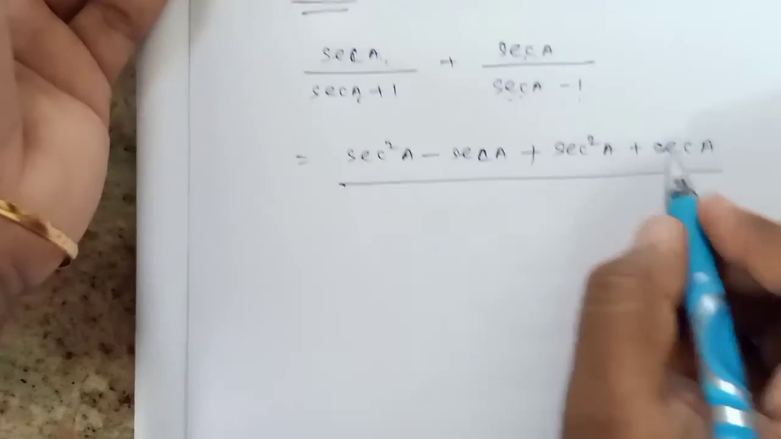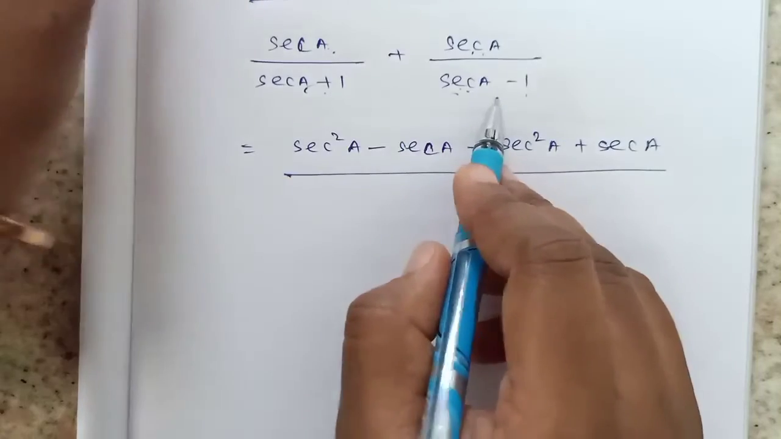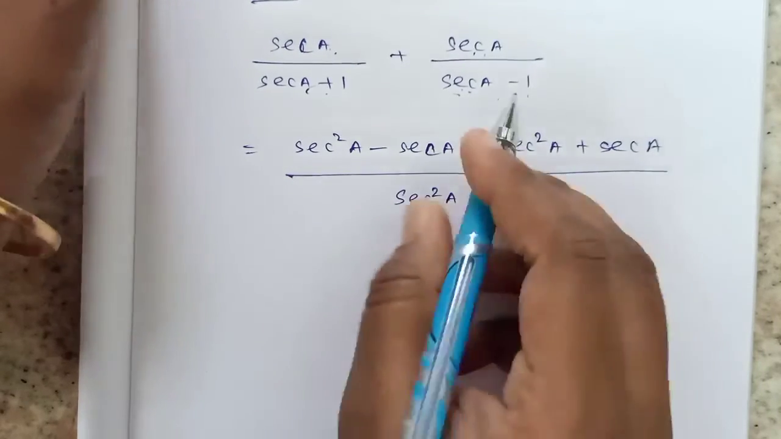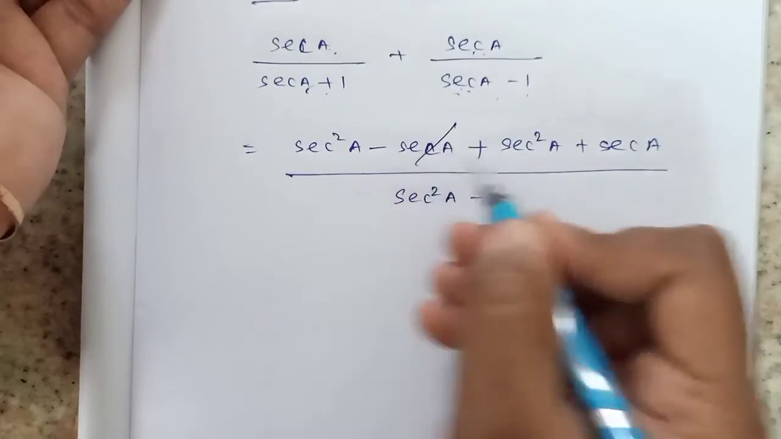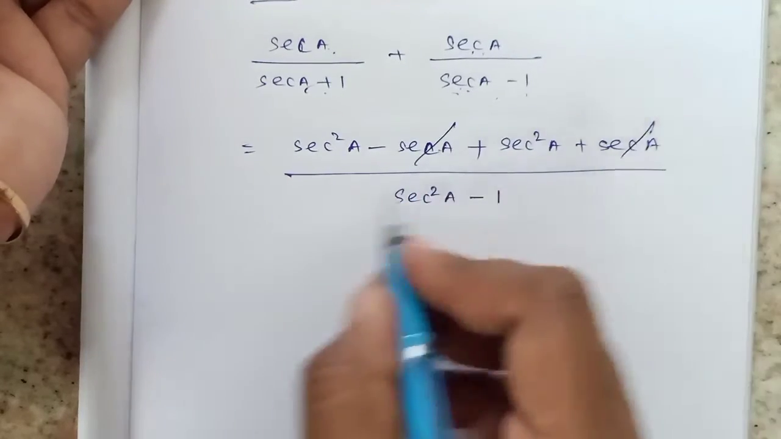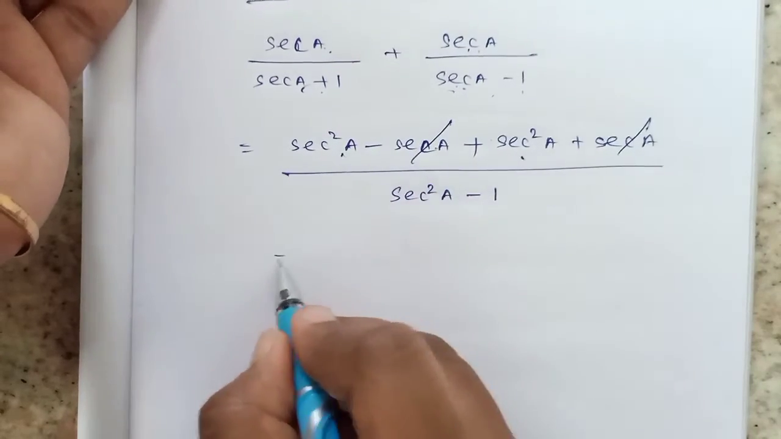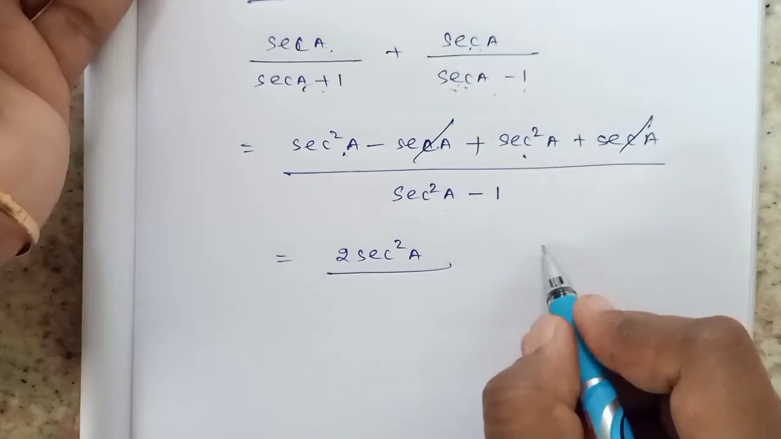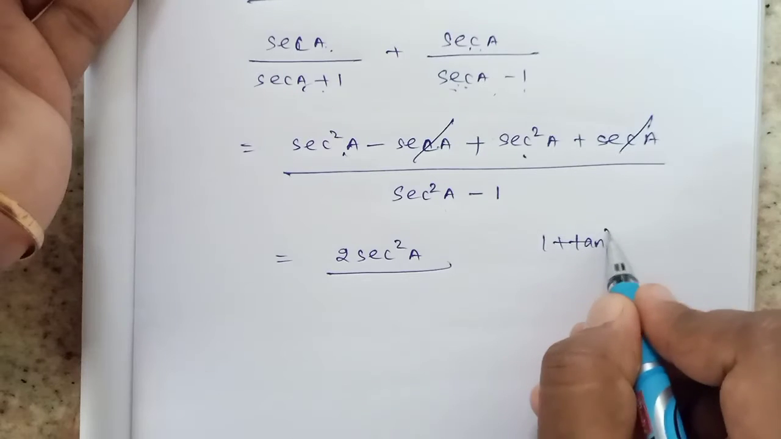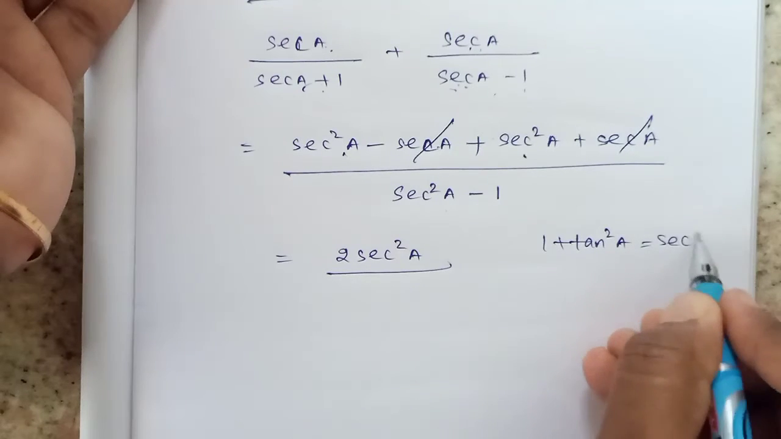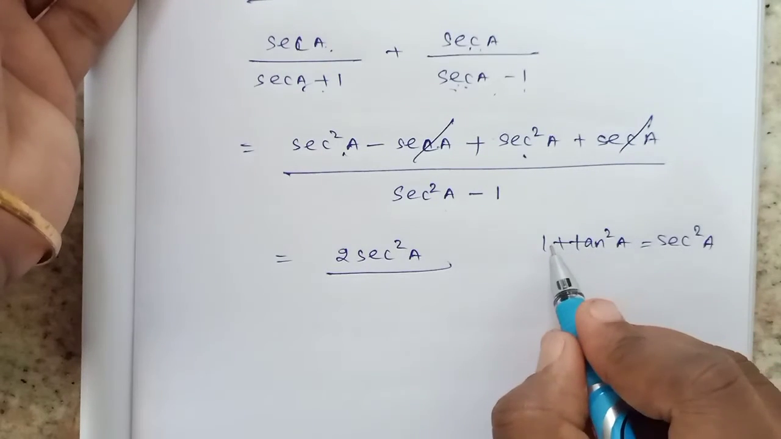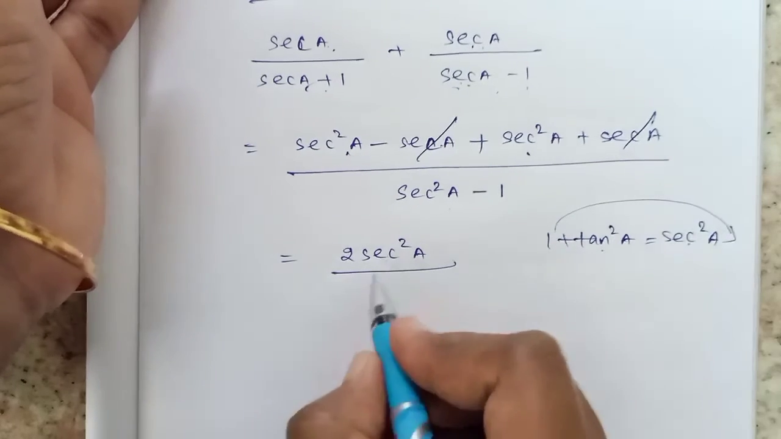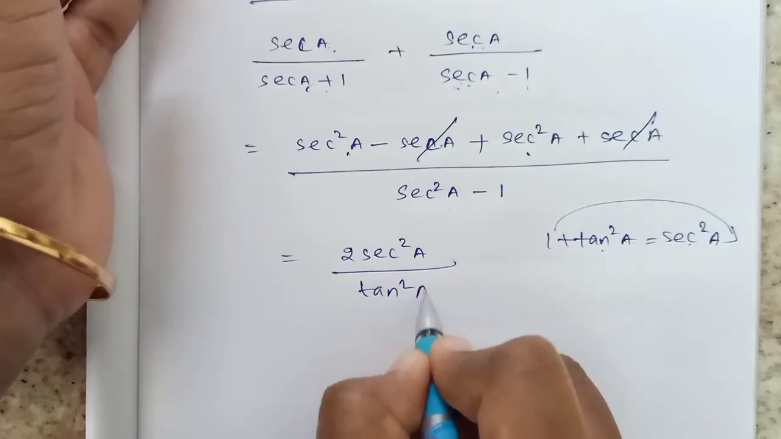The denominator is of the form a plus b into a minus b, so a square minus b square. Secant square A minus 1 square is 1. The plus secant A and minus secant A get cancelled. So secant square plus secant square means 2 secant square A. We know that 1 plus tan square A equal to secant square A. You mug up this formula. If you bring this 1 to this side, secant square A minus 1 is nothing but tan square A. So we can substitute tan square A here.